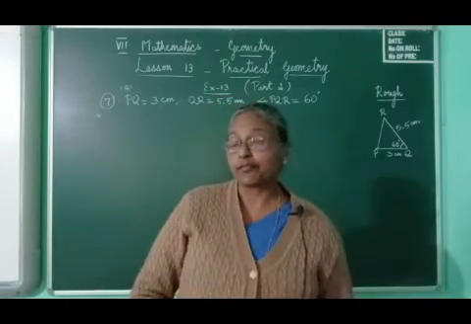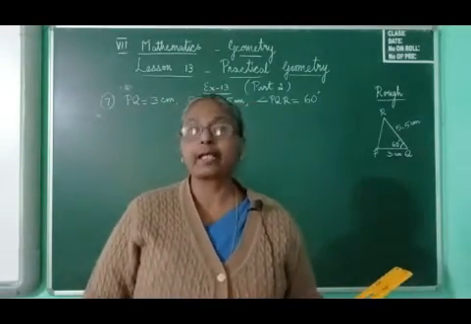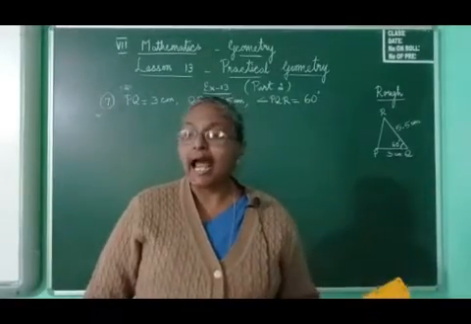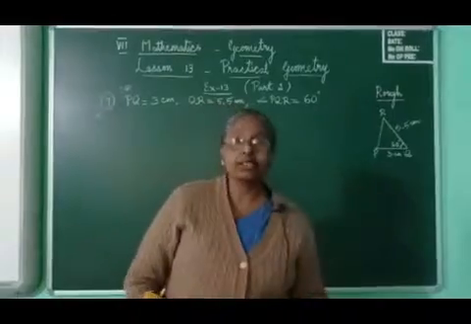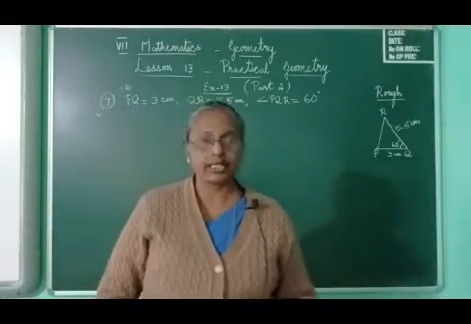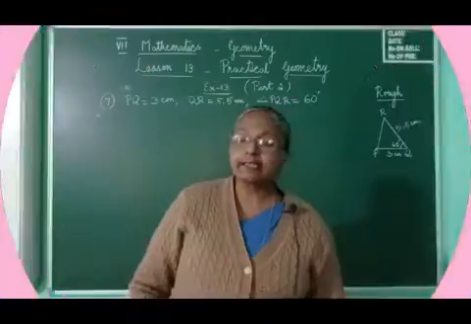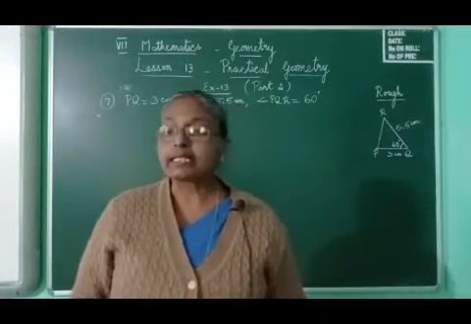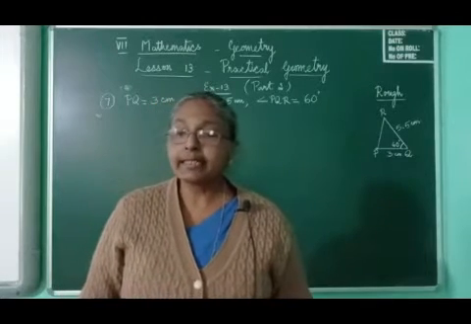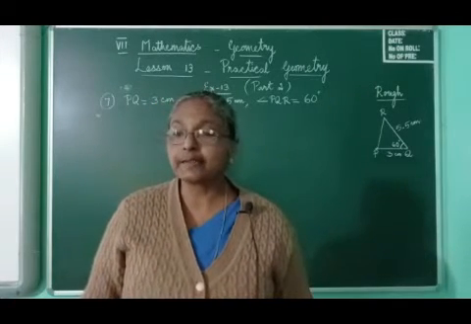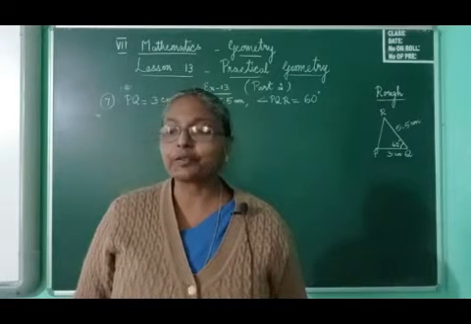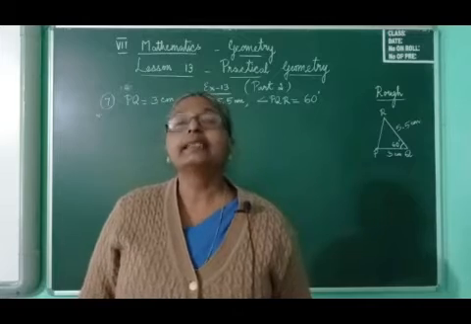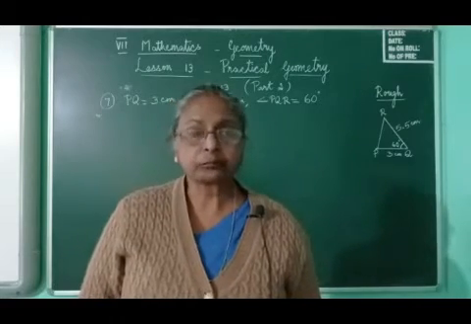So the first sum that I will be doing is when two sides are given and the included angle is also given, how to construct the triangle. So we will see the seventh sum. You can see the seventh sum in your books. Construct a triangle PQR given that PQ is equal to 3 centimeters, QR is equal to 5.5 centimeters and angle PQR is equal to 60 degrees.